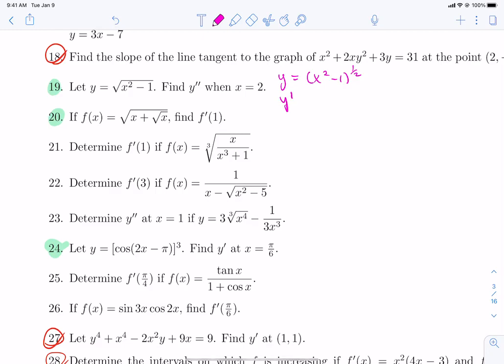So the first derivative takes the 1/2, drops it down in front, leaves that stuff alone. The power drops down by 1, and we're going to multiply by the derivative of the inside, and the inside derivative is 2x. Now, normally I would say, you're good, don't worry, just plug in 2. But because we're going to have to take the second derivative, let's make that just a little prettier. The 1/2 and the 2 cancel out, and we're going to leave it like that.